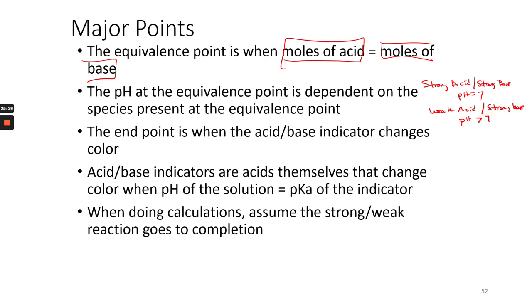If you have a weak base with a strong acid, then your pH is going to be less than 7. The strong acid is going to dominate. The endpoint is where your indicator will change colors. Acid-base indicators are acids themselves, and you want to pick ones whose color changes in a range where the pH of the solution is equal to the pKa of the indicator. When doing calculations, you want to assume that strong and weak reactions go to completion. Okay? And that is the end of part 2.